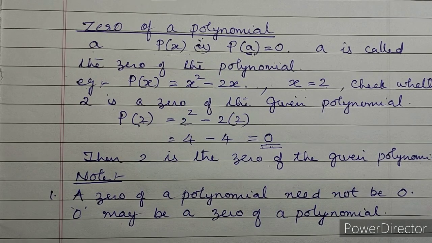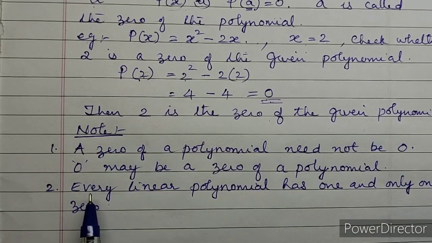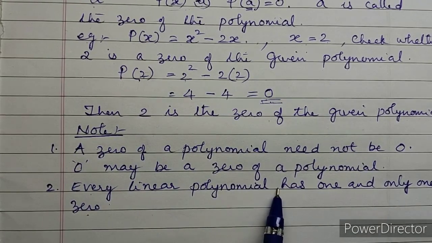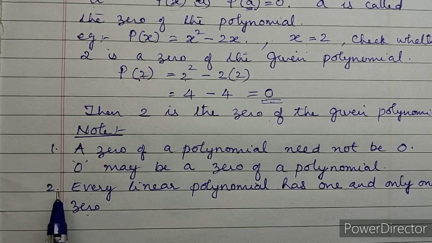The second rule is, every linear polynomial, meaning the degree should be 1, has only one 0. Every linear polynomial has one and only one 0. So that is the second rule.